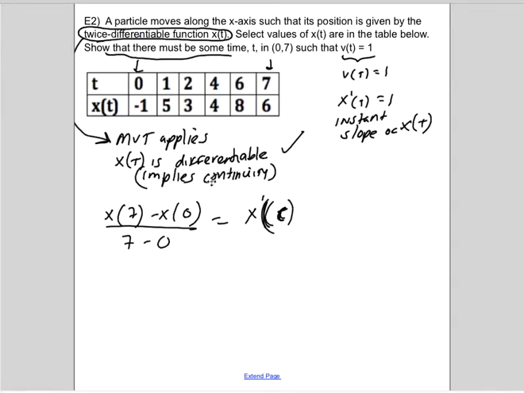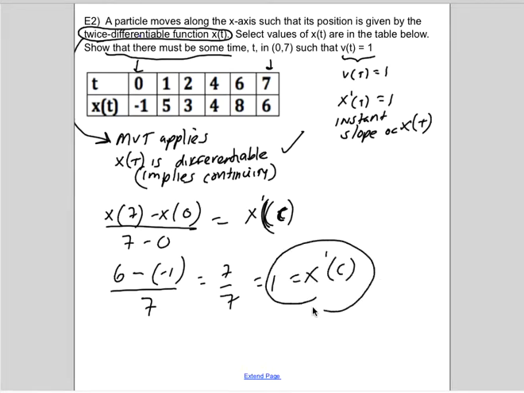All right, so when I do this, I'm going to get 6 minus negative 1 over 7, right? That's 7 over 7, which is 1. So sure enough, x prime of some value c in that window, in (0, 7), has to equal 1. So sure enough, just an MVT question. They just didn't ask you for it. But when you see "show that there must be some," that's usually a theorem question, so stop and think which of these theorems could be applied here. If it's a theorem that involves finding the derivative at some point equal to some average slope, that's going to be the mean value theorem.